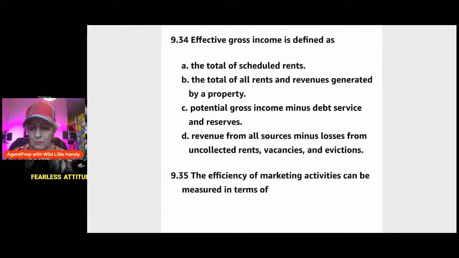So the answer is D. The total of scheduled rents plus revenues from such sources as vending services, storage charges, late fees, utilities, and contracts is the potential gross income. Subtracting losses caused by uncollected rents. Okay, so the units are occupied and they're paying late or they haven't collected. Vacancies and evictions give effective gross income. So you have all your income and then remove all those other losses. That is called effective income.